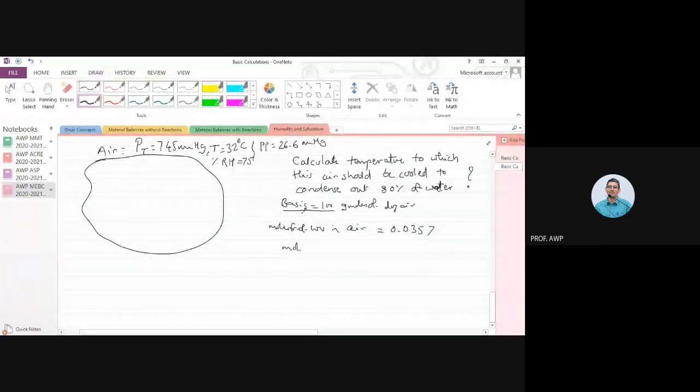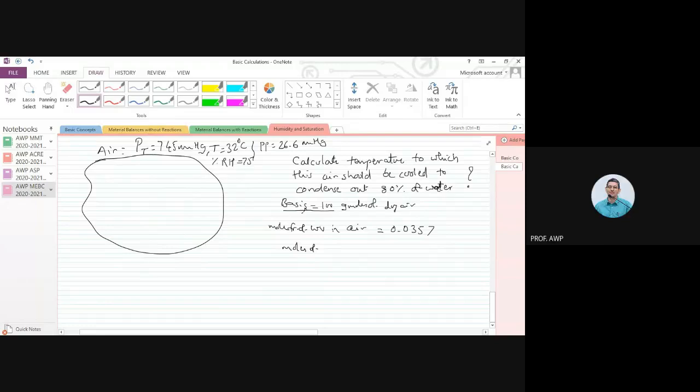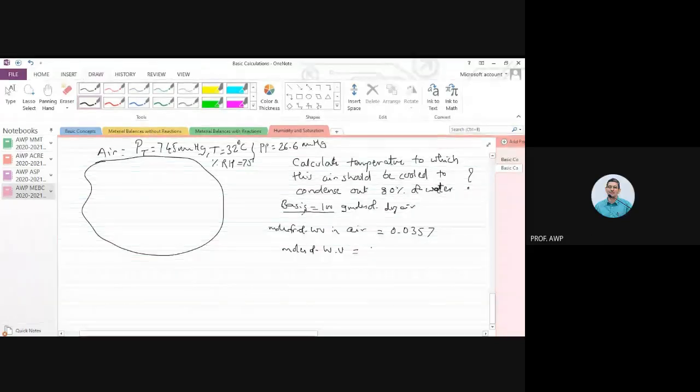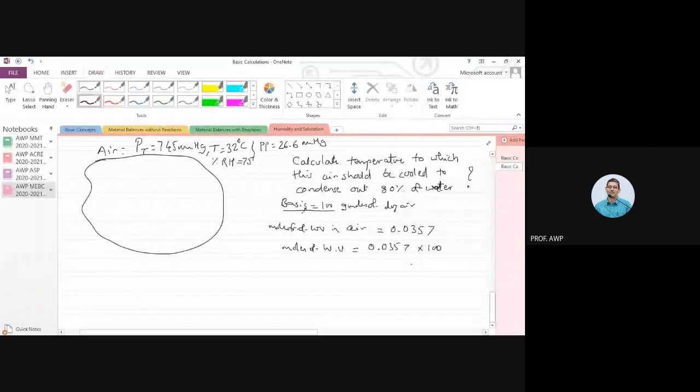How? Let's not call it H2O, Prajyot, because water can be in the liquid state or in the vapor state. So let us call it water vapor or liquid water. So moles of what now? Moles of water vapor in air. Okay. How did you calculate that? Sir, mole fraction is moles divided by total moles. So 0.0357 multiplied by 100. Is that what you did?